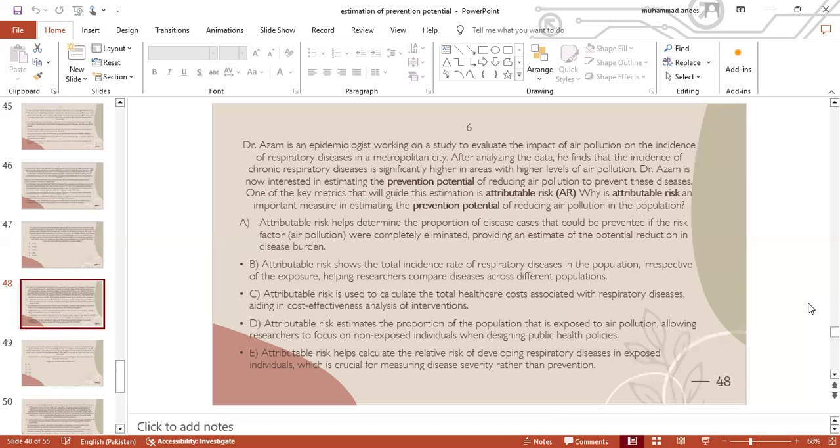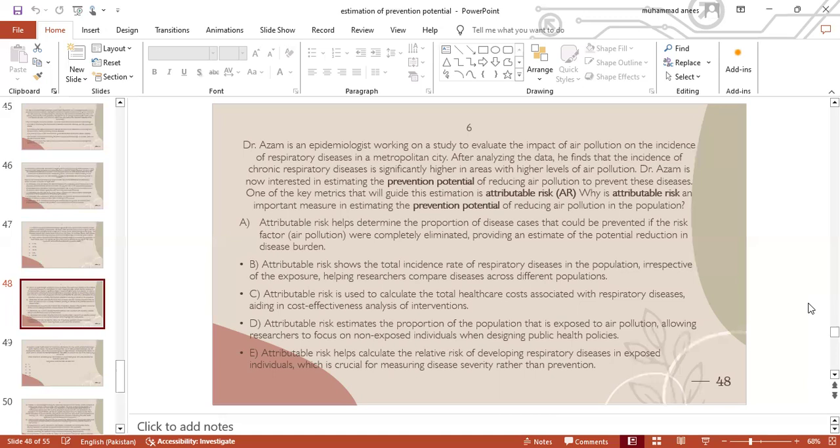B, attributable risk shows the total incidence rate of respiratory disease in the population, irrespective of exposure, helping researchers compare disease across different populations. C, attributable risk is used to calculate the total healthcare cost associated with respiratory diseases, aiding in cost effectiveness analysis of interventions.